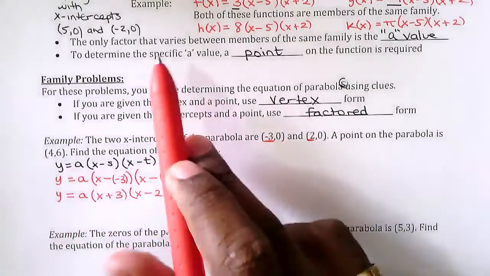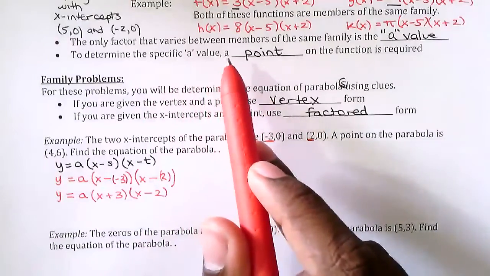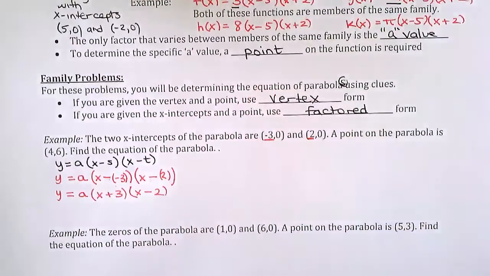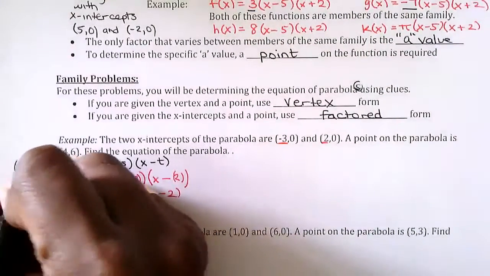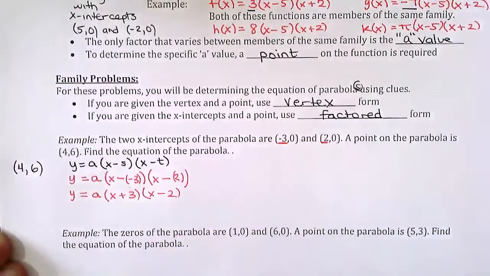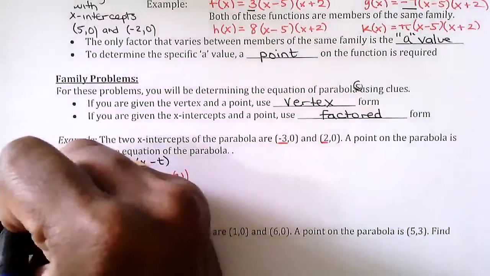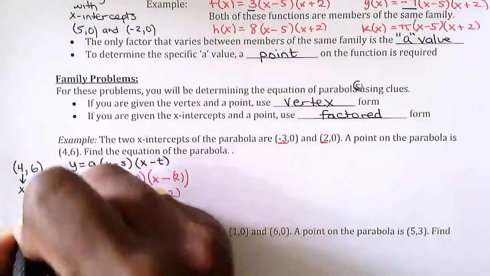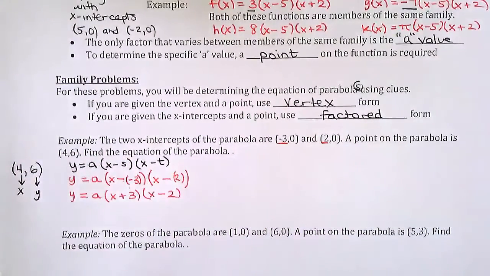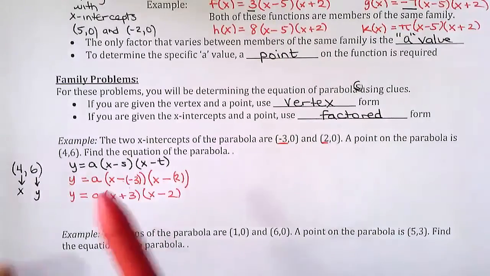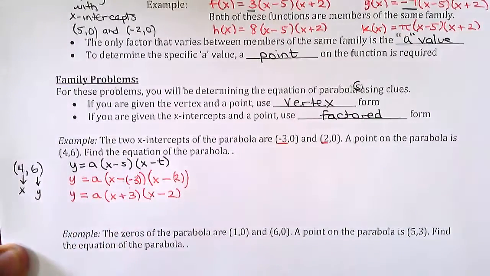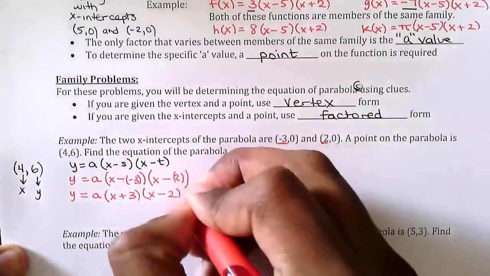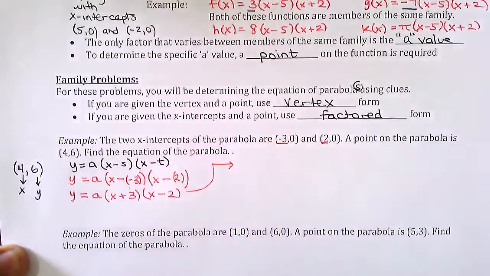So remember what I mentioned up here, to determine a specific a value, you need a point on the function. The point that they gave us in this question is 4, 6. So we have 4, 6 as our point. We know that this represents the x variable, and we know that this represents the y variable. So now we have values that we can put in as x and y into this equation. So I'm going to do it up here so that I have more space.